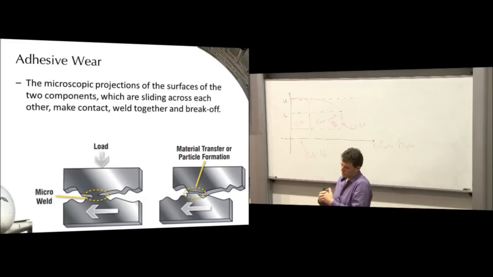And eventually, because the strength of that bond is not very strong, that part will just break off completely and float around in the system. But the two, adhesive and abrasive wear, account for most of the wear that we'll be concerned with. And adhesive wear can lead to abrasive wear as well.